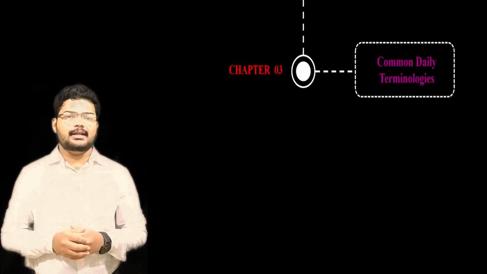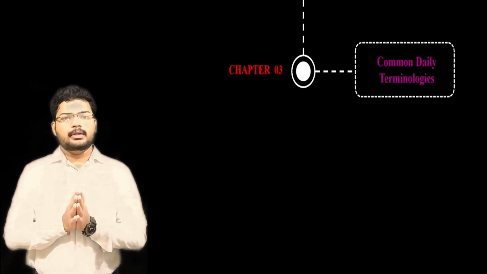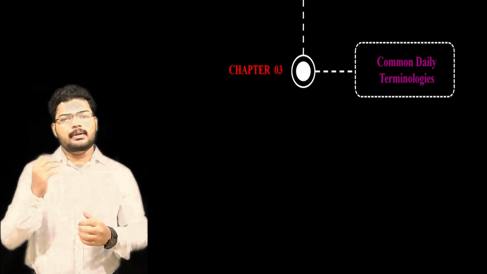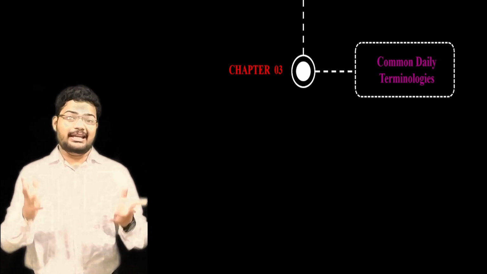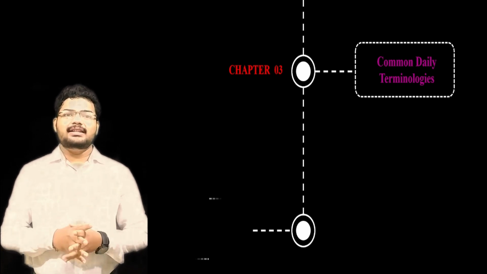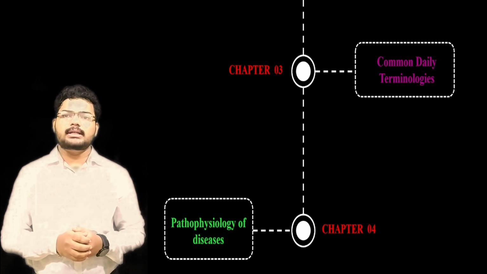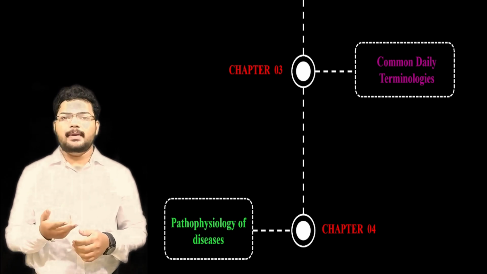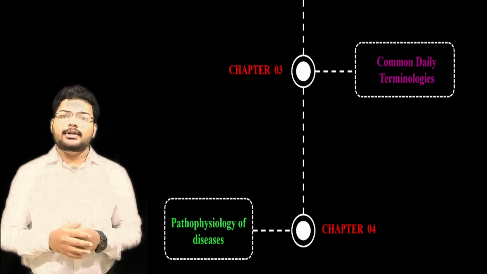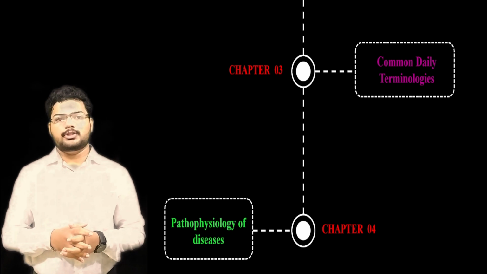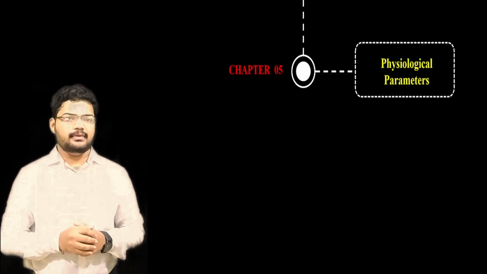Our next topic is common daily terminologies used in the practice of medicine, which is very important, and we have to discuss each and every term in detail so that we can memorize it very well and use it in the examinations. Our next chapter is disease manifestation and pathophysiology, including silent symptoms to understand diseases like tuberculosis, hepatitis, rheumatoid arthritis, cardiovascular diseases, epilepsy, diabetes, peptic ulcer and hypertension. Our next chapter is physiological parameters with their significance.